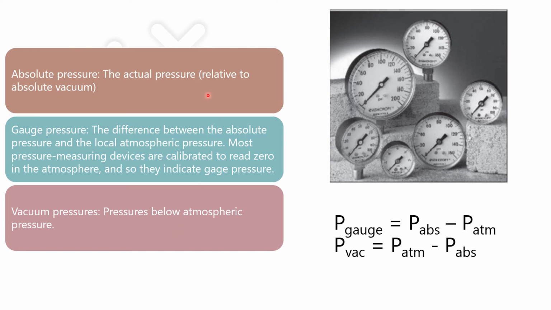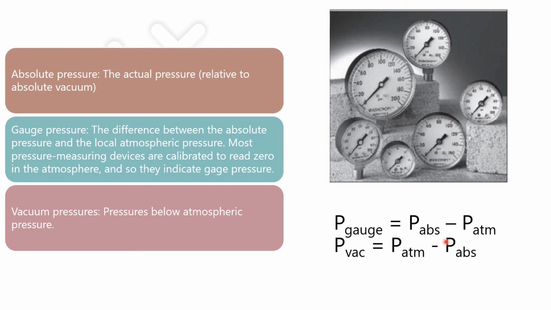Actual pressure at a given position is called the absolute pressure, and it is measured relative to absolute vacuum, meaning the absolute zero pressure. Most pressure measuring devices, however, are calibrated to read zero in the atmosphere, as shown in the figure. And so, they indicate the difference between the absolute pressure and the local atmospheric pressure. This difference is called the gauge pressure.